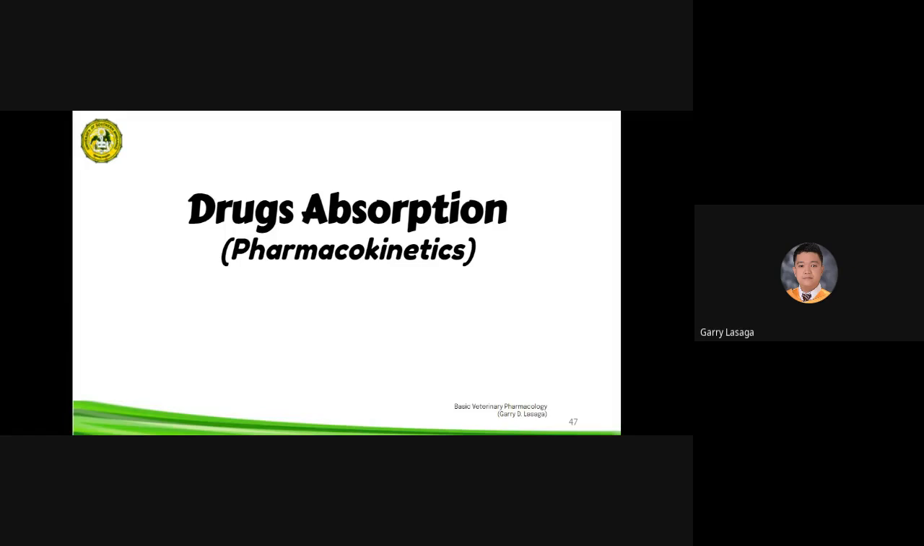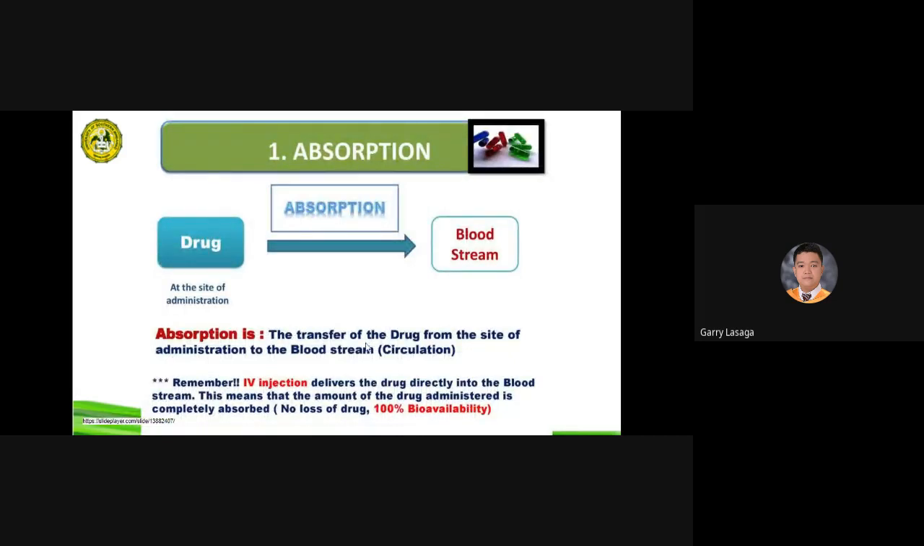The drug absorption. So when we say drug absorption, it is the transfer of the drug from the site of administration to the bloodstream or the circulation. So we have here a diagram of the drug and the bloodstream.